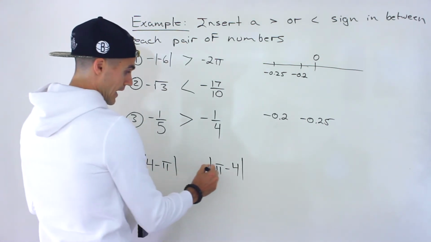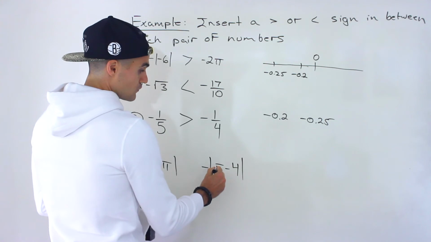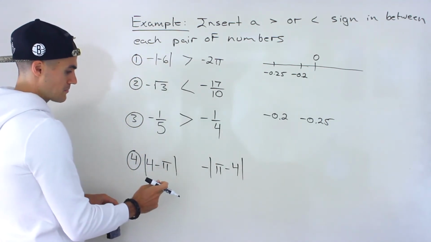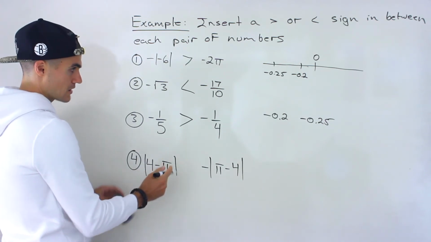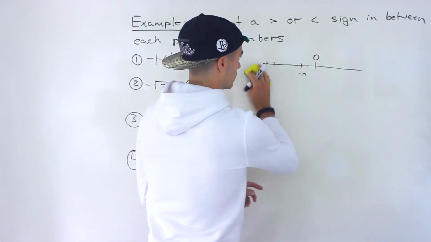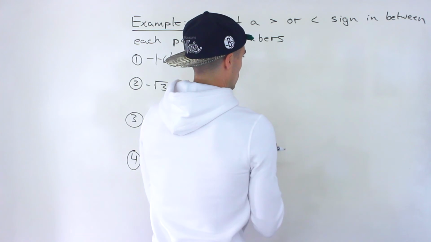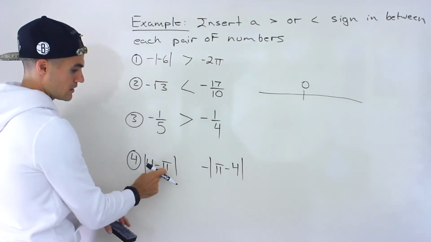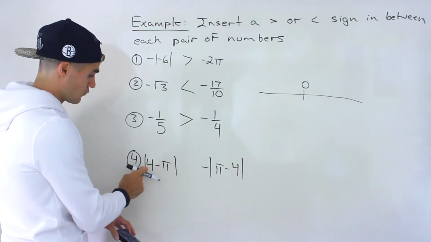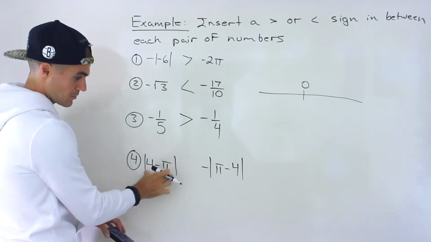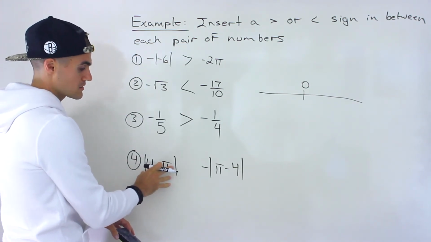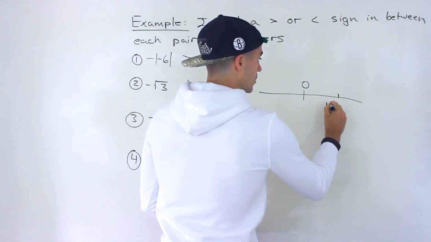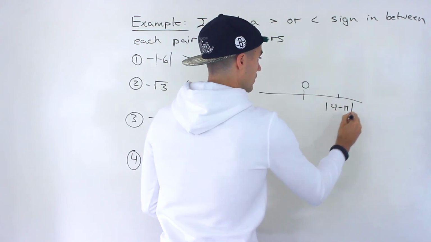And then over here for the last one, we've got the absolute value of 4 minus pi. And then we have negative the absolute value of pi minus 4. Now 4 minus pi, notice that this is going to be a positive number. So if we draw another number line, 3.14, that's what pi is. So 4 minus 3.14 is going to give us a positive number. The absolute value of a positive is still a positive. So that's going to be over here, this number.